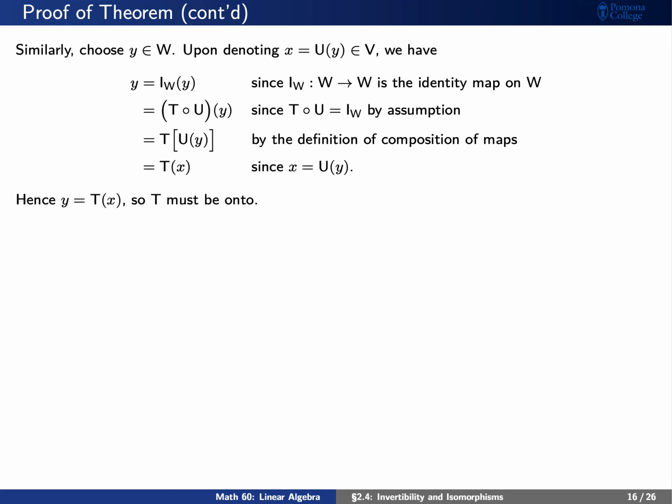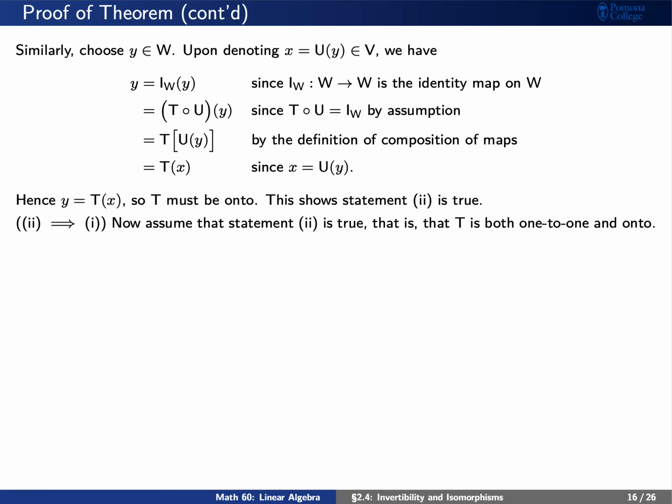We'll also show that T is onto. To this end, let's choose y in the codomain W. We'll denote x as u of y. Notice that y then has to be T circle u of y. That's because T circle u is the identity. But this is also equal to T of x, because again we denoted x as u of y, an element of the domain V. This means that y equals T of x for some x, showing indeed that T must be onto. Hence showing that statement 2 is true.